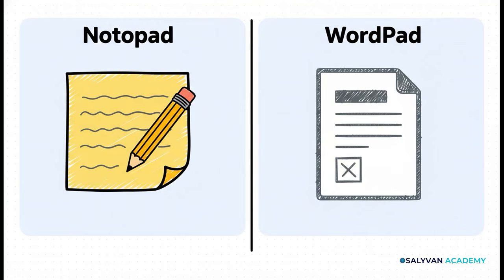Okay, so you've got two main choices here, Notepad and WordPad. Think of Notepad as your digital sticky note. It's perfect for jotting down quick, simple text with zero formatting. But WordPad, that's more like a mini word processor. It lets you get a little fancy with bold text, different fonts, and tabs. So it's way better for things like simple letters or short documents.